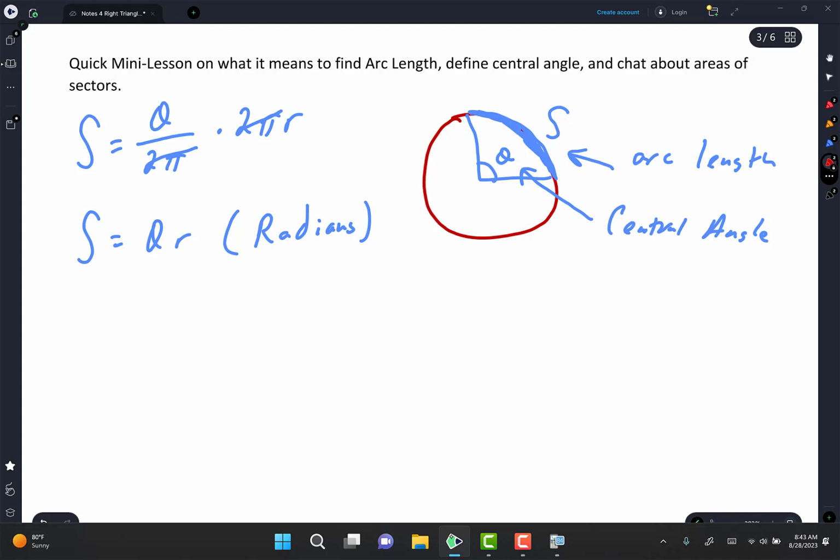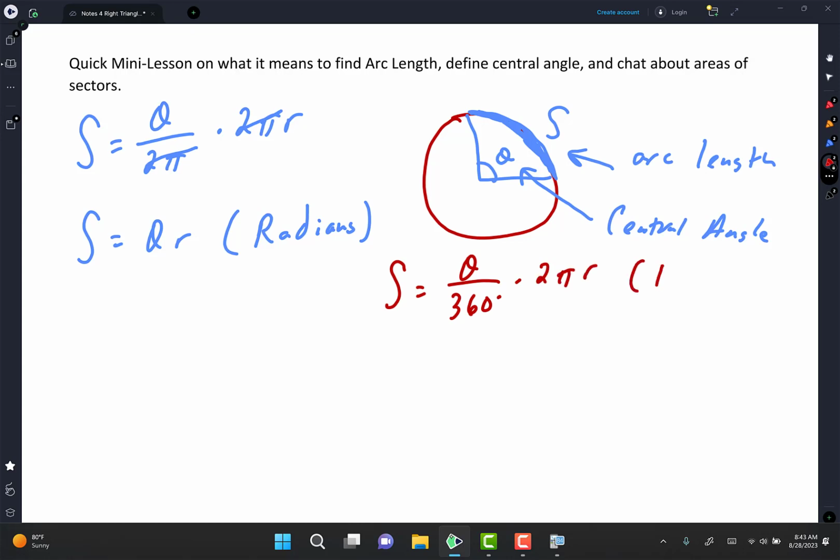Now, if you're in degrees, S equals theta over 360 times 2 pi r. And nothing cancels, and you just leave it like that. This is if you're in degrees. How do we feel? So we covered arc length in both radians and degrees, and we covered what central angle is. And now let's chat about areas.